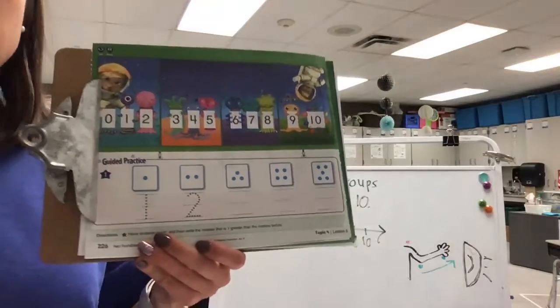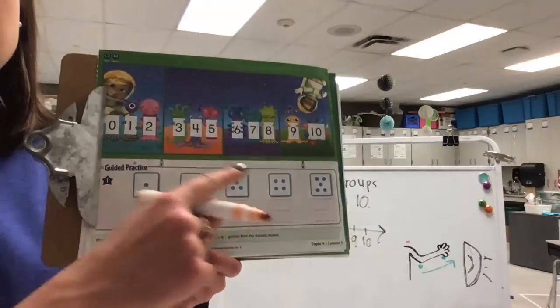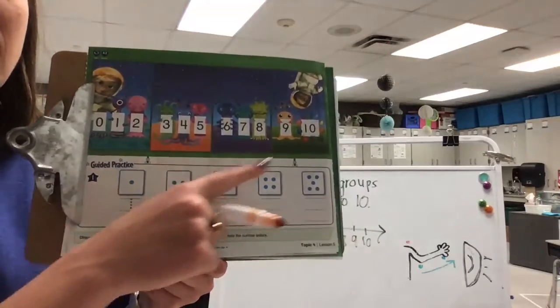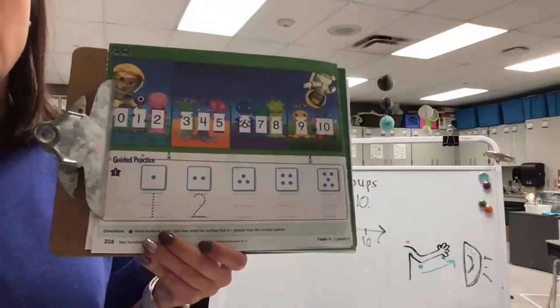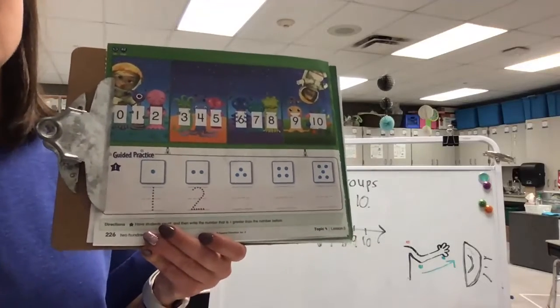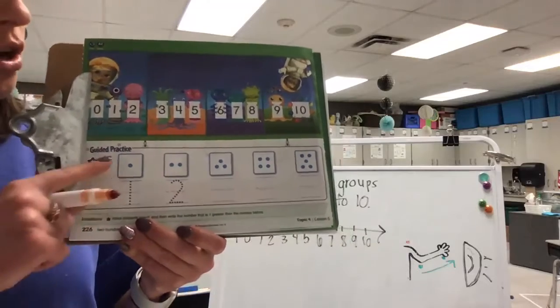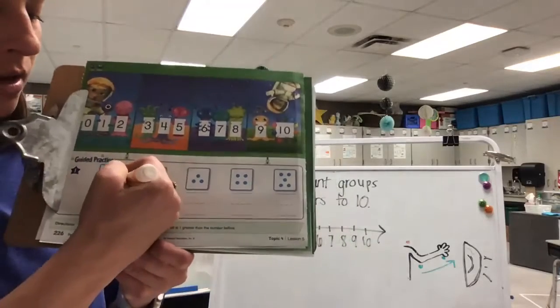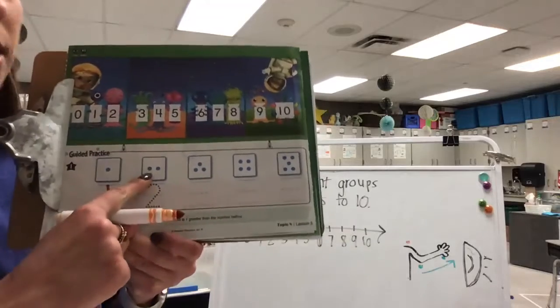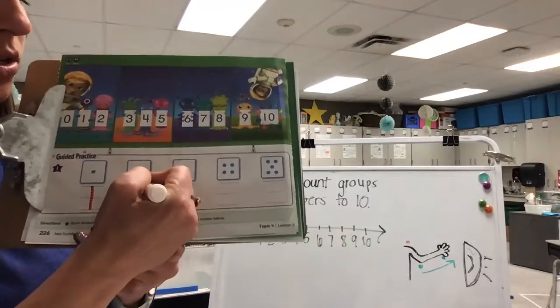So what you're going to do, you're going to subitize. That means you're going to look at each of the die, and as soon as your eyeballs see it, your brain should know what that number is, how many dots there are. What you're going to do, you're going to subitize and then write the number to match. So I see 1 dot, and I'm going to write a 1. I see 2 dots, I'm going to write a 2.